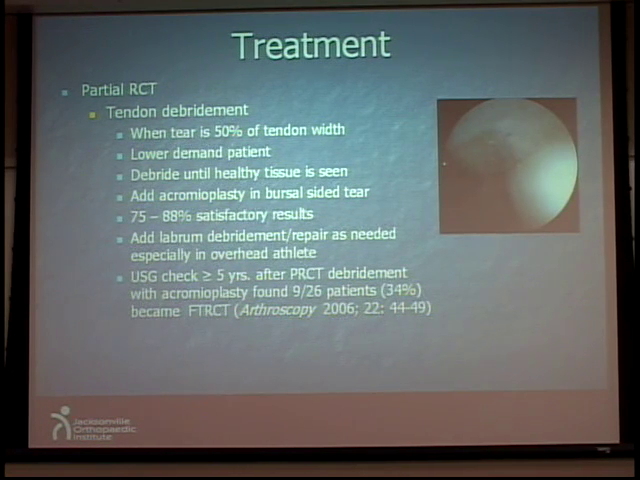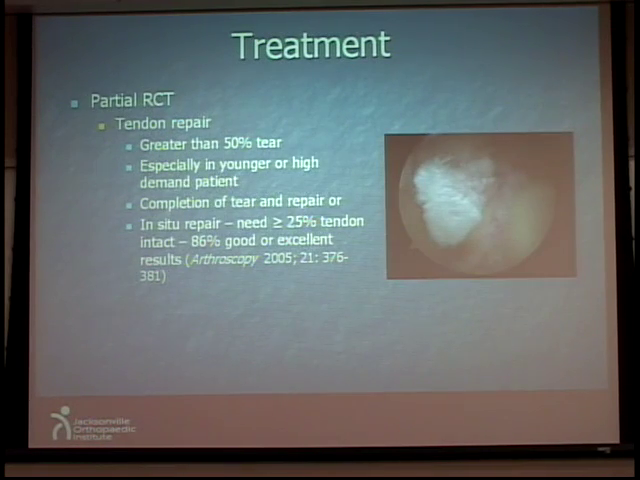When it involves less than 50% of the width, and certainly in a lower demand patient, it's just generally treated with debridement. And this is found to be successful in generally about 85% of patients. However, it's important to know that studies have shown that when you check a patient who had a partial rotator cuff debridement, even with removing any spurring off the acromion at the same time, at over 5 years, 1/3 of patients converted from a partial rotator cuff tear to a full thickness rotator cuff tear. Even with these partial tears, progression of the pathology is possible.